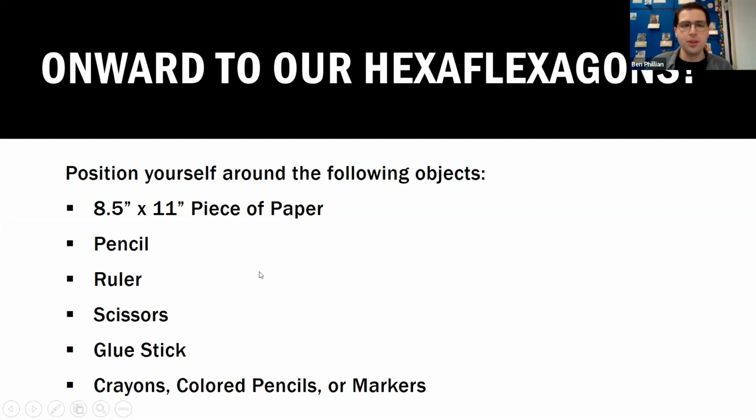So without further ado, I need you to gather the following objects. Make sure you have an 8.5 by 11 piece of paper, a pencil, a ruler, a pair of scissors, a glue stick. If you just have Elmer's glue, that's fine too. And then any sort of coloring utensils.